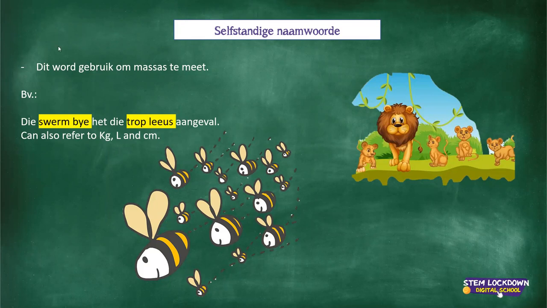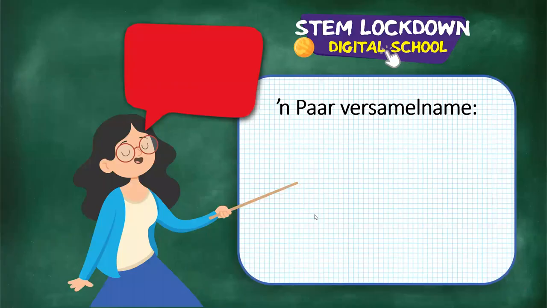Okay, then I'm going to go on to the next slide. I have given you a few versamelname here, a few collective nouns, but guys, you must really concentrate now with what I'm going to say. There is hundreds of types of versamelname or collective nouns in Afrikaans. I've only given you a few here. The first one, of course, being a bende roovers. That is a group or a bunch of robbers. A bundel gedigte. I don't know how you call it in English, but in Afrikaans it is a bundel gedigte. It refers to a little book of poems or a book of poems.